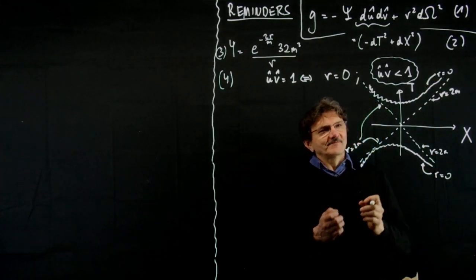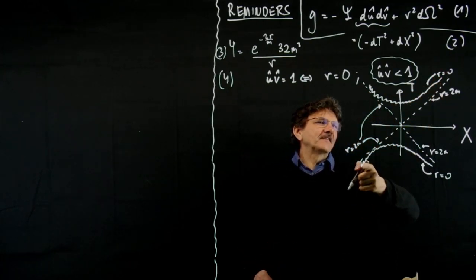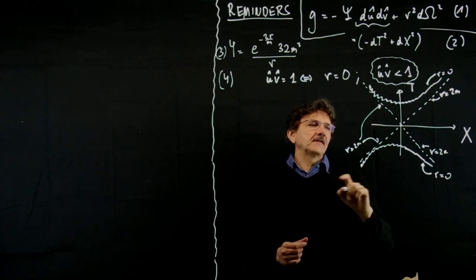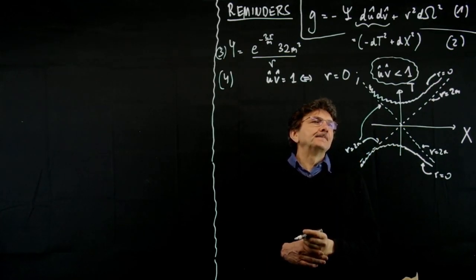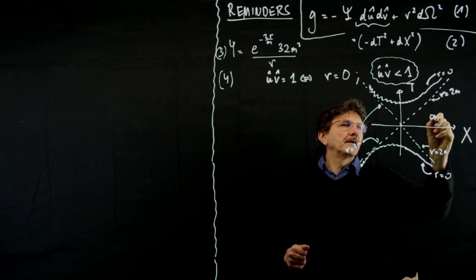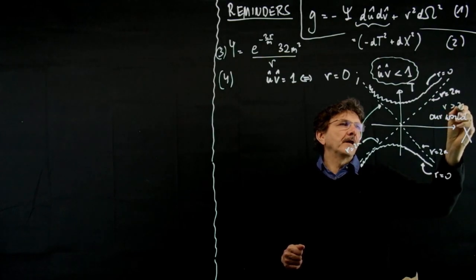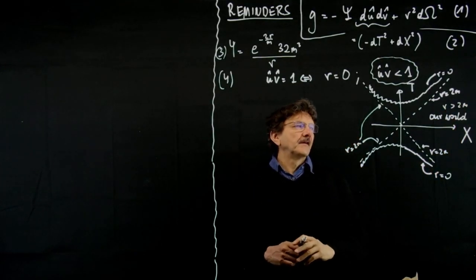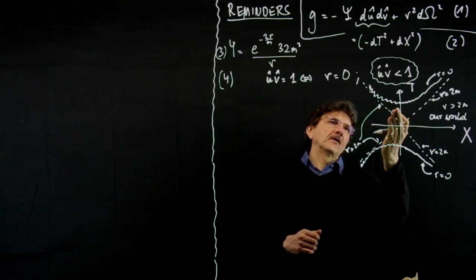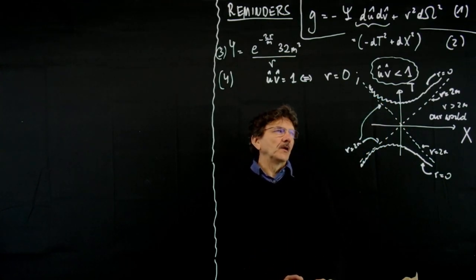So you want to fill this in the picture, so it's wiggly. The horizons r equal 2m are on the diagonal in these t, x coordinates. And then this would be our world here, and r larger than 2m. And everything else is extensions. So this is a black hole region. This is the white hole region. And this is another copy of our world. Good, so that's what we saw last time.